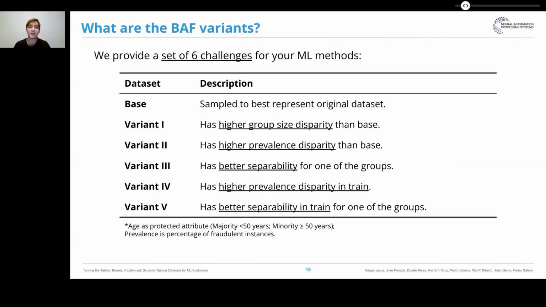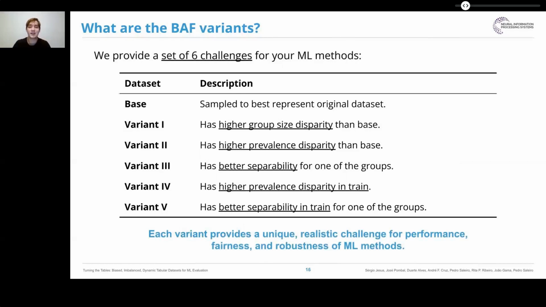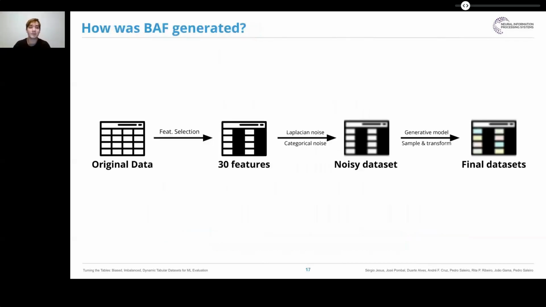And in the third variant, we increase the separability for one of the groups, in this case, the majority group. Variant 4 and variant 5 are the variant 2 and 3 datasets, but only applied in train. So the test set doesn't have those disparities.